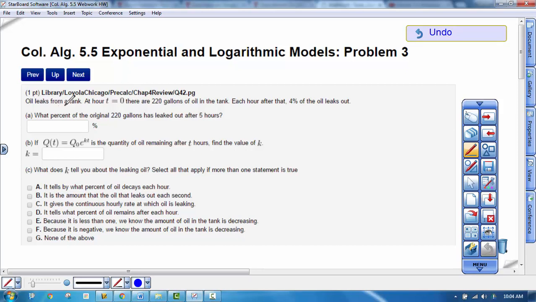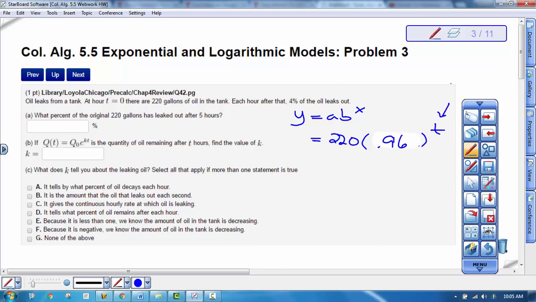Okay, the next problem says oil leaks from a tank. At t equals 0, there's 220 gallons. So let's use our y equals a b to the x, which is our standard form for exponential. We start with 220. Our growth rate says each hour 4% leaks out. So that is 1 plus r, where r is negative 0.04. So it's going to be 1 minus 0.04, which is 0.96, or 96%, raised to the t power, where t is in hours. Because if you think about it, we start with 220, and then each hour we multiply by 0.96 because we're retaining 96% of our original amount, or losing 4%, however you want to look at it.